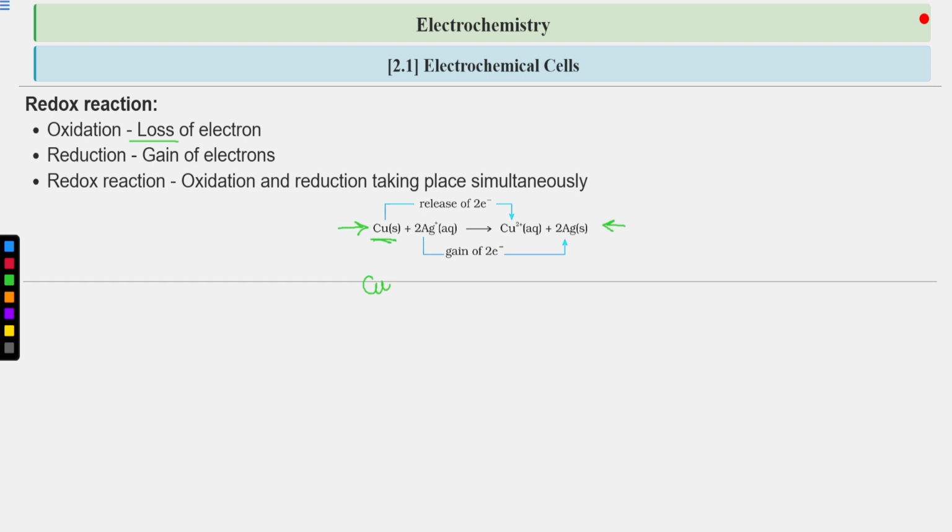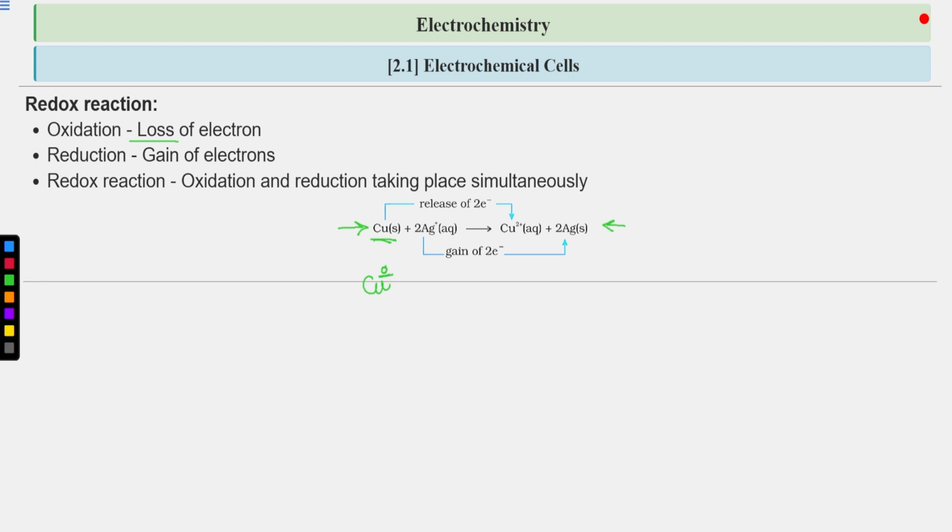That means it is having zero charges, right? If it has one charge, it should be written here plus one. If it has minus one charge, it should be written here like minus one. But it has no charge. That means here zero is present.